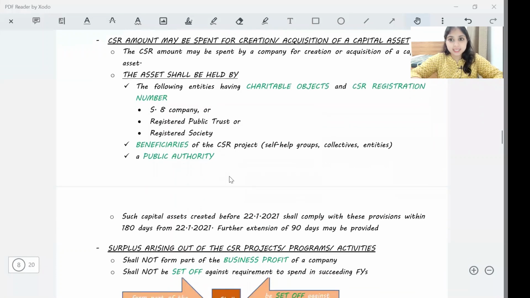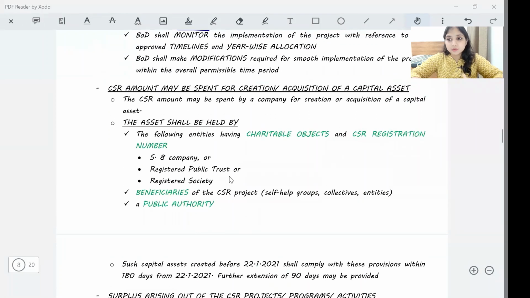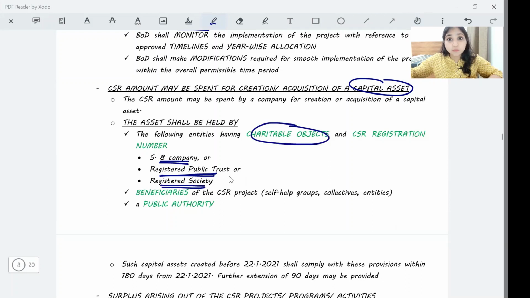Going ahead to the next discussion under CSR, the company is supposed to spend 2% of the net profits, right? Now, that amount the company can also spend on buying a capital asset. It can buy a capital asset and give it to a Section 8 company, or to a trust, or to a society which has charitable objectives and also has a CSR registration number. Or the asset may be given to the beneficiaries of the CSR project, or to a public authority.